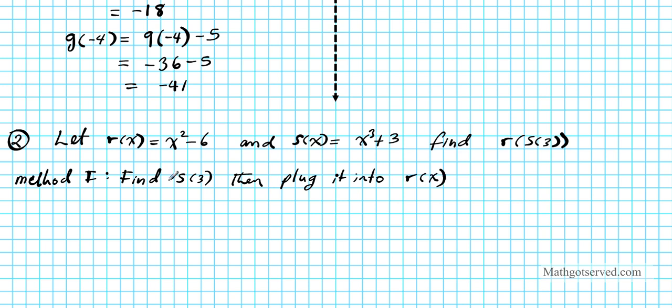So we know s of x is x to the third plus 3. So what does s of 3 mean? S of 3 basically means you're plugging in 3 into x here. So we have 3 to the third plus 3, okay? And that gives us 27 plus 3, which equals 30.